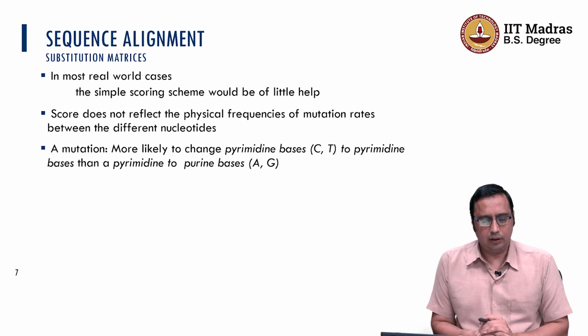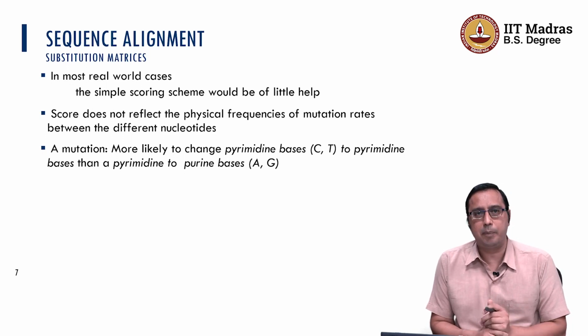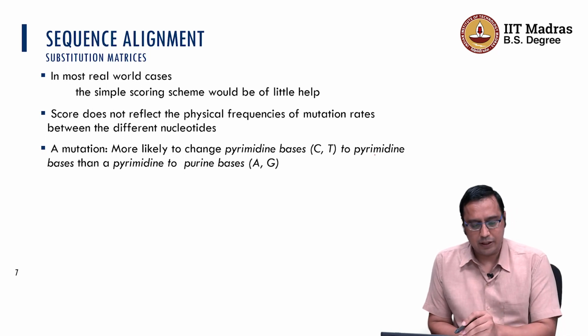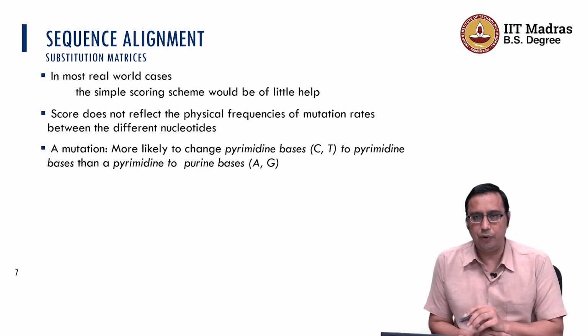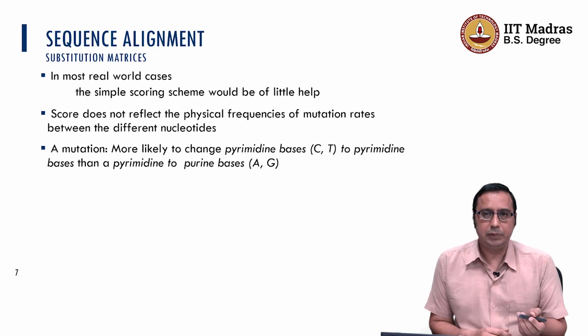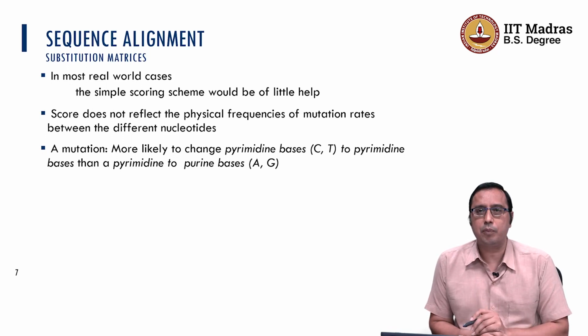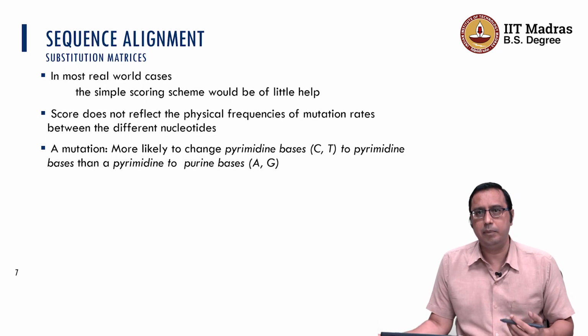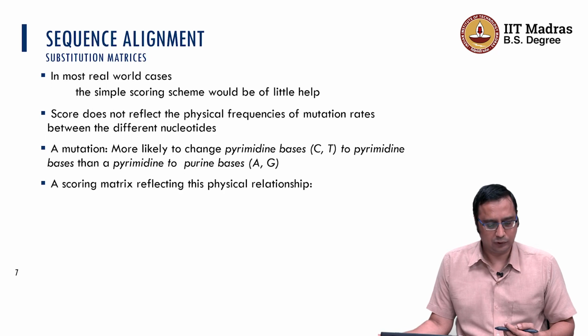For example, in mutation, it's more likely to change from one pyrimidine base to another pyrimidine base, rather than to a purine. So pyrimidine bases will change to pyrimidine bases, purine will change to purine, but pyrimidine to purine is rare. And of course, it may have some implication in certain diseases.